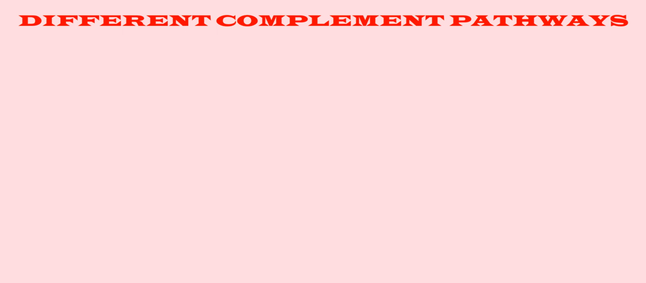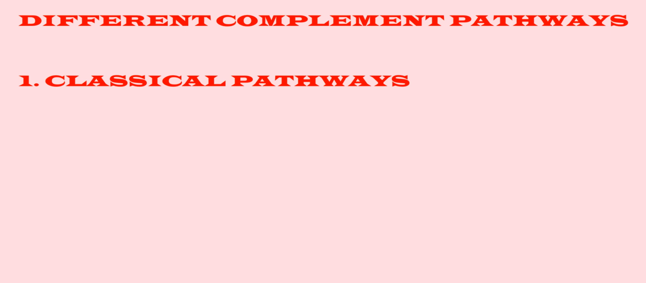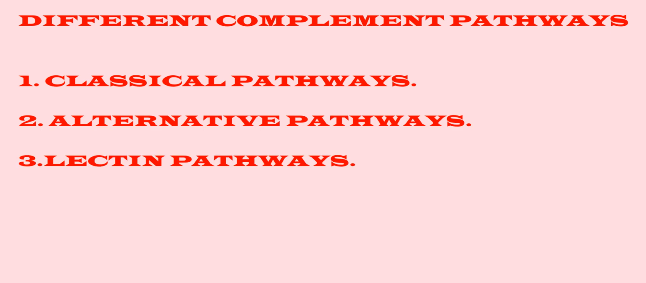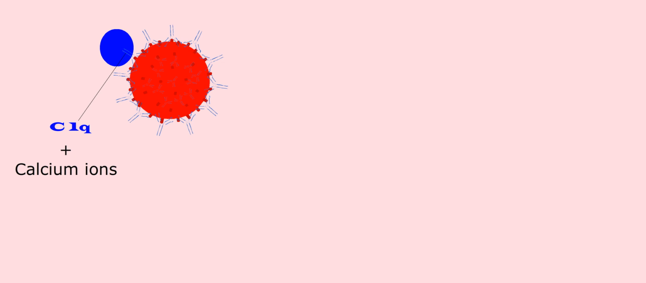This system is also responsible for enhancing inflammation and cytolysis. Different complement pathways are: 1. Classical pathway. 2. Alternative pathway. 3. Lectin pathway. Classical complement pathway. C1QRS protein will bind to antigen-antibody complex through C1q with Fc piece of bound antibody, in the presence of calcium ions, leads to sequential activation of C1R and C1s.